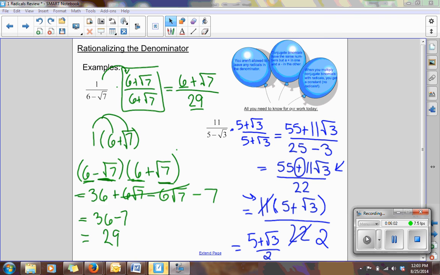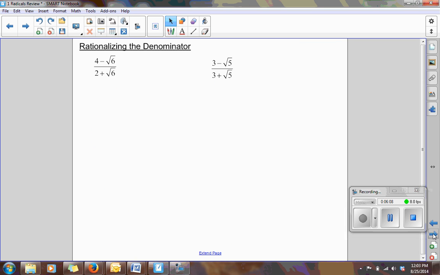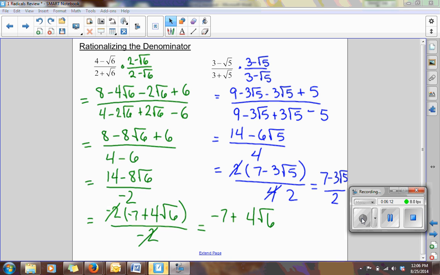Same thing, you can pause it, and then on the next page you can check your answers. Okay, so here those solutions are.